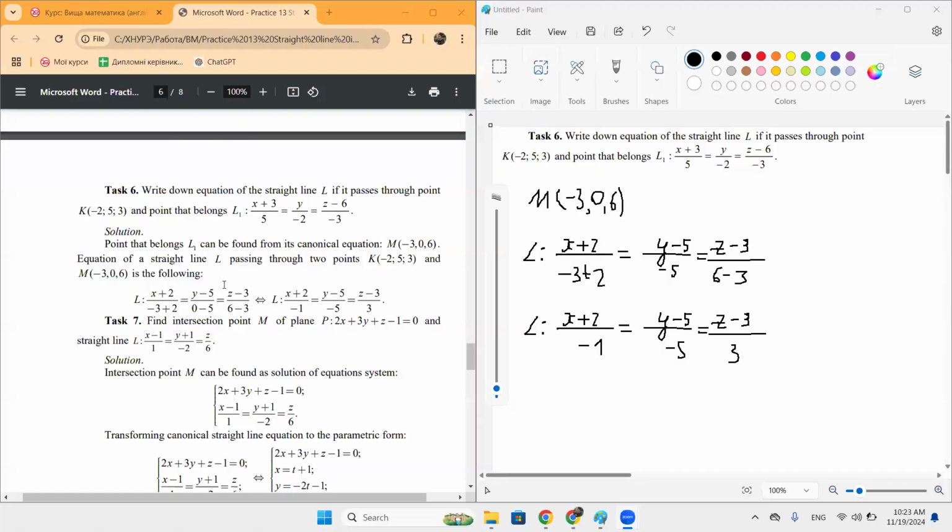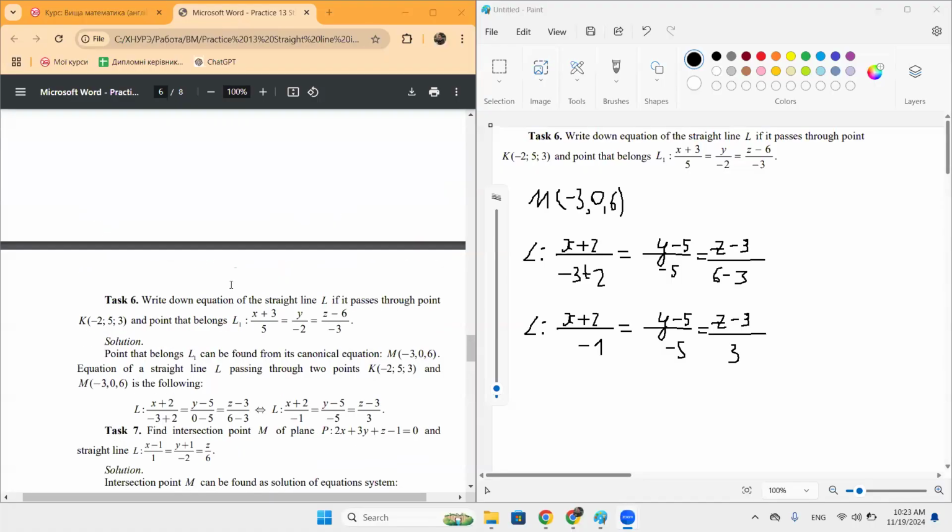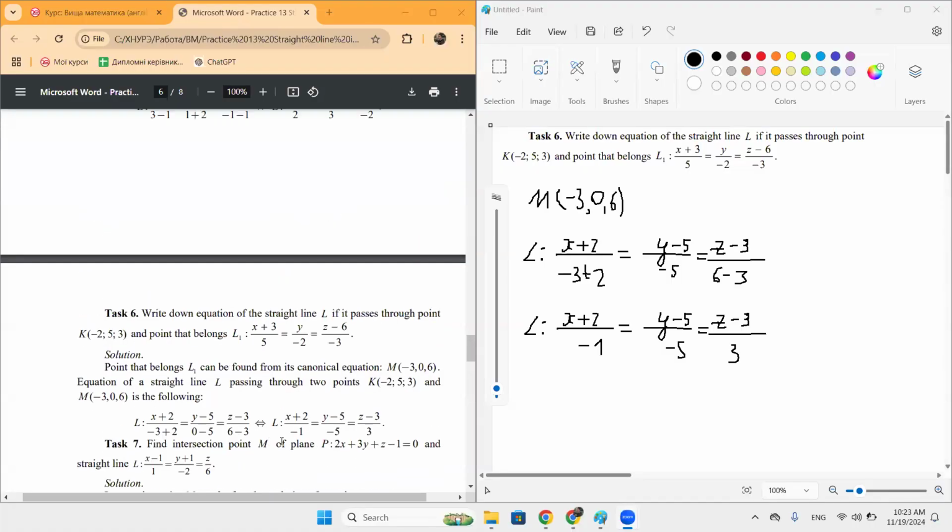Let's continue. So let me share my screen. So task number 7. So we need to find the intersection point M of the plane P and the straight line L. So ideas how to solve it.